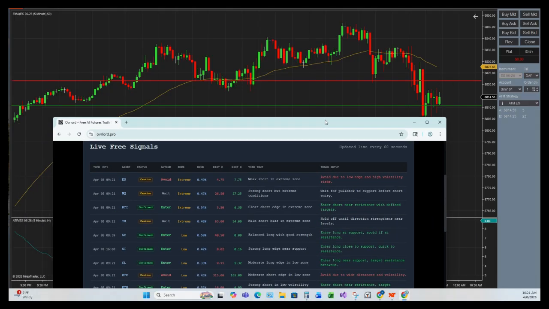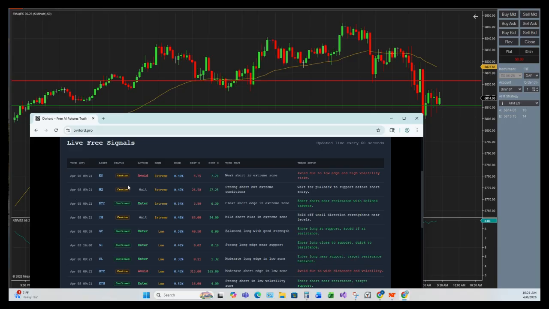And take a look here. ES is still caution, and now it says avoid. My edge is only 49%, and so I would sit here and wait. I would not be entering. I would wait.